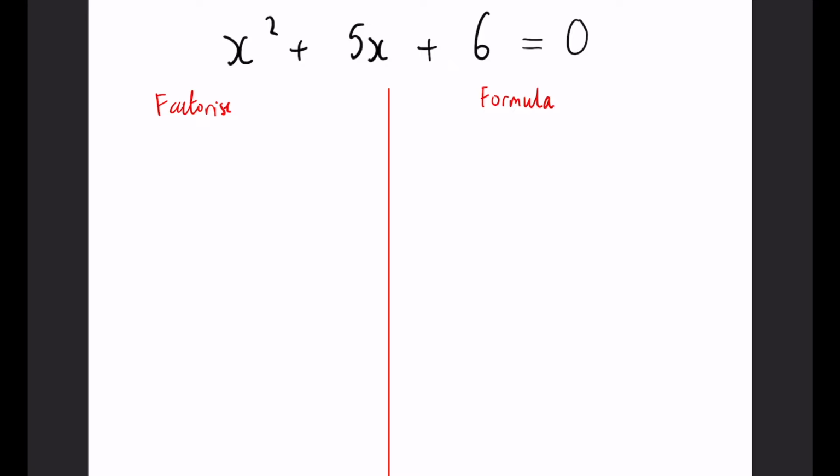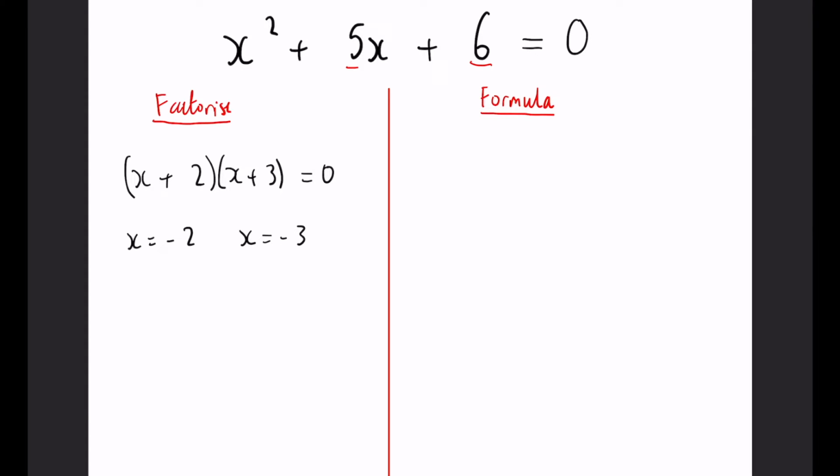So here is a common, fairly simple quadratic equation, and we are asked to solve it. Now, an equation like this, we've got two ways of solving it. We can either factorise it, or we can use the formula. Factorising it, we need two numbers that multiply together to make our 6, and add together to make the 5. Now, through practice, you can sit and try and work this out if you want, but just to speed things up a bit, the result of this is going to be x plus 2, x plus 3 equals 0. So our final answers are going to be x equals minus 2 and x equals minus 3.